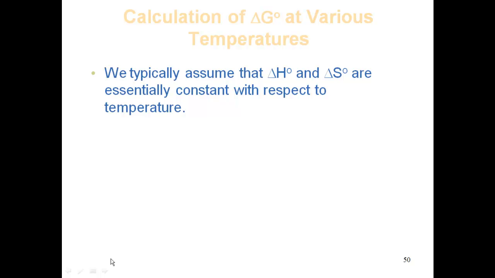Now, we typically assume that delta H naught and delta S naught are essentially constant with respect to temperature, meaning if we change the temperature, those values don't change that much. We don't have tables of all the different temperatures, all the different delta H's and delta S's. We tend to use the 25-degree data to make calculations.